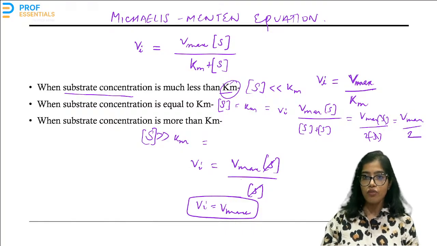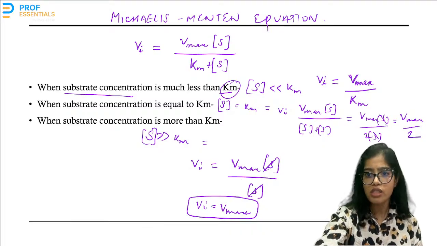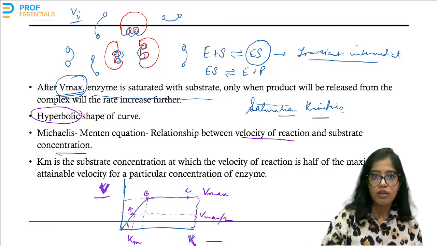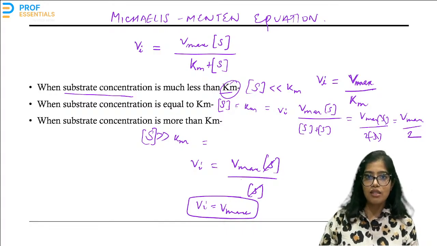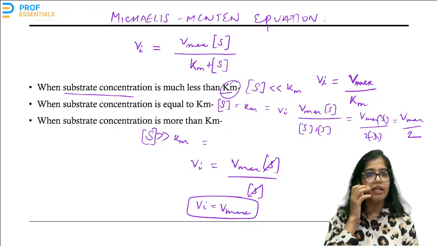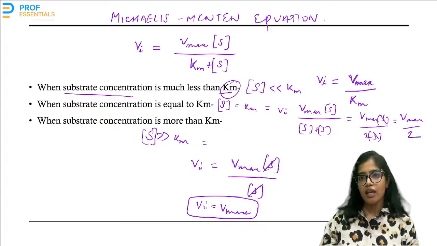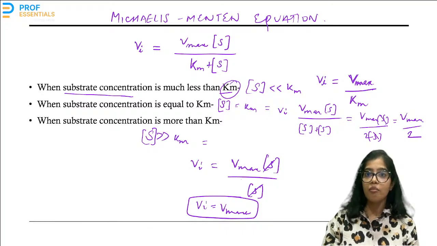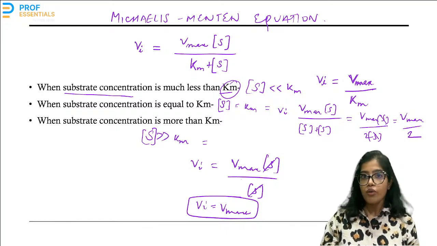Okay, so it will be the initial velocity when it is much less than Km. So here, right? Understood? It is Vmax. So S, you're avoiding it. You don't want to write S, right? So what happens is S is very much less than Km. So it is Vmax by Km. Understood this? This is extremely, extremely important. Okay, how we are going to write it. Okay, all these things are very, very important.